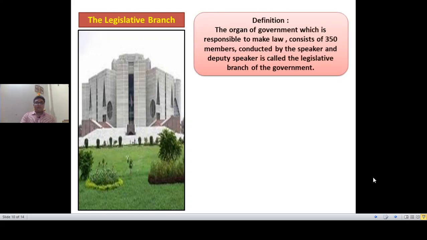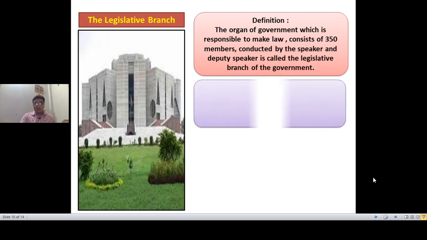Dear students, now I am going to show the definition of legislative branch on screen. This is the definition. The organ of government which is responsible to make law, consists of 350 members conducted by speaker and deputy speaker, is called the legislative branch of the government. Dear students, I have taken this definition from your textbook, and this is a highly important, highly realistic definition, and you can use this definition in your answer script. Definitely you will get very good marks in your examination.